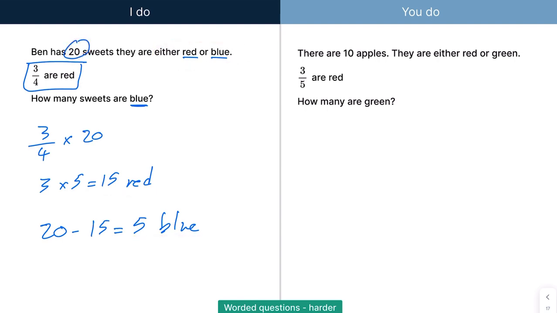Now, the other way you could do this is if 3/4 is red, you know that 1/4 will be blue because the fractions must add up to 1. So you could have just done 1/4 of 20 as well, okay?